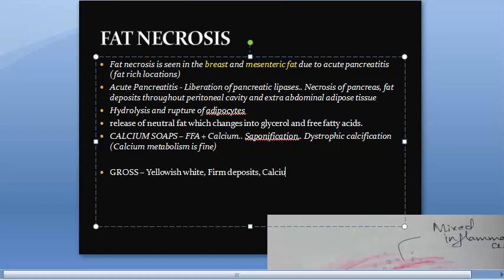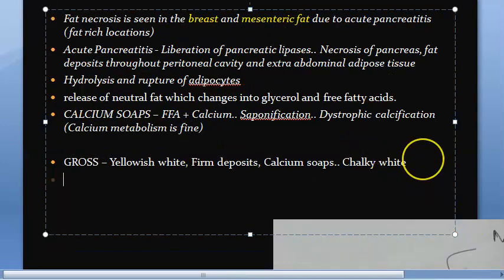Calcium soaps. You can see calcium soaps. They will look chalky white, and firm. Because there's calcium, they will be chalky white and firm.